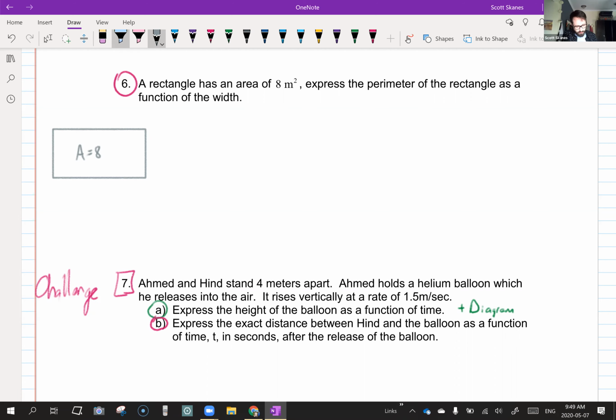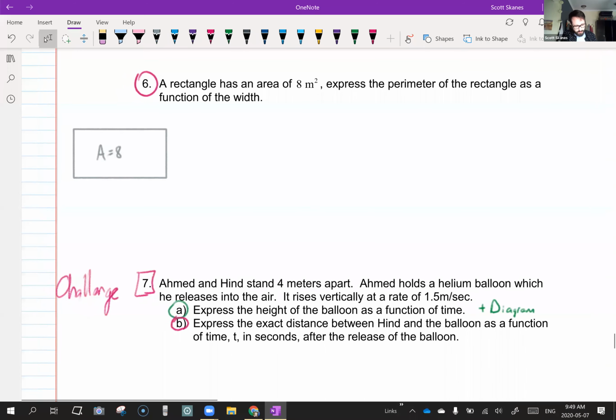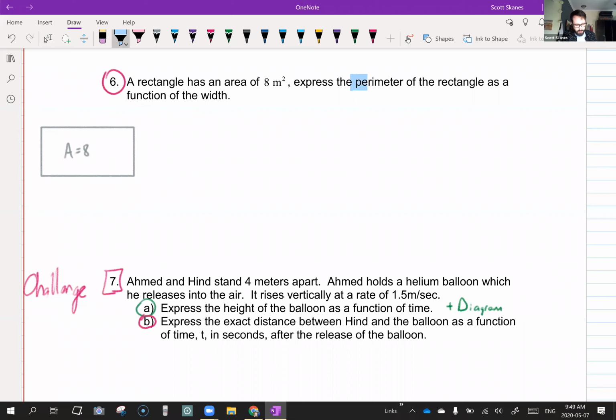Express the perimeter of the rectangle. Oops, sorry. Perimeter of the rectangle as a function of the width. So in the end, I need perimeter as a function of width. What is it? Well, let me write down what I know. I know that this is length and this is width. And I know that area is 8. Why is that important? Well, you'll see very quickly.